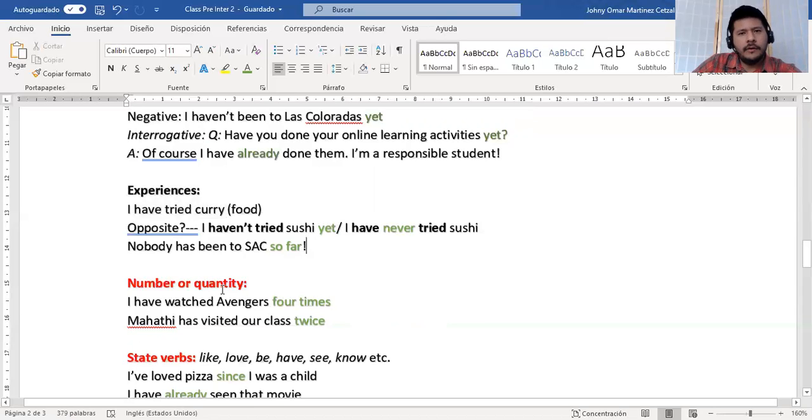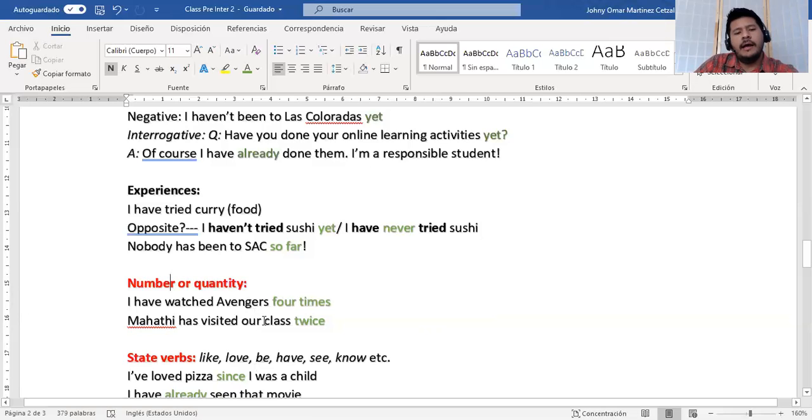Now, these are other uses that you have to bear in mind. They are in red because I think they are super interesting, because they are like exceptions or they are preferred when you are talking in present perfect. These red ones are not normally used in present perfect continuous. That is one of the few differences they have. So let's focus on number or quantity.